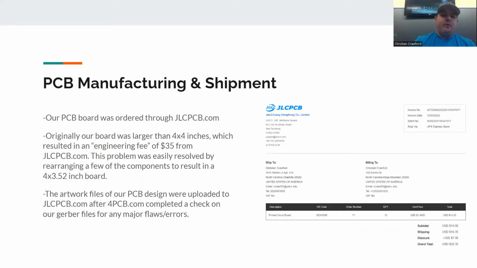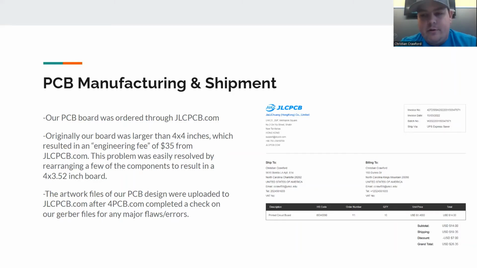Okay. Our PCB board, originally we looked at 4pcb.com to try to order our board. That's where we did our artwork file and Gerber file checks. That was extremely expensive to order from, and thanks to the instructors, we were able to find a website called jlpcb.com. This is where we ordered it. At first, our board was larger than 4x4 inches. That was part of our design.